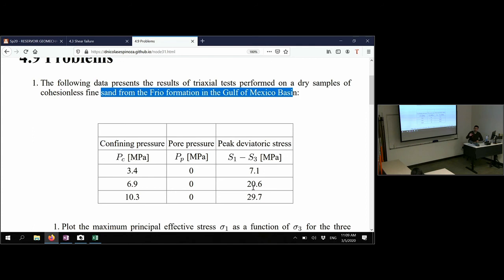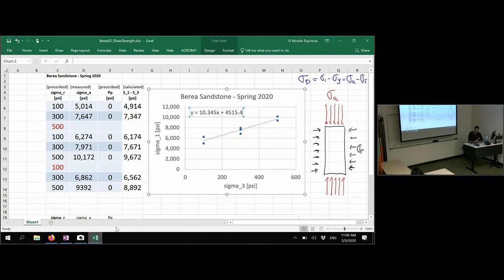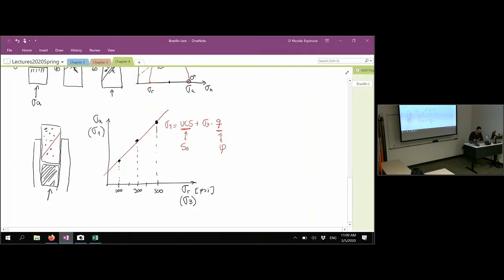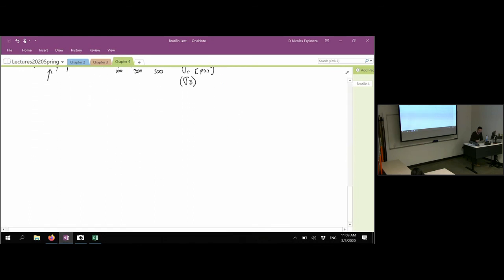So let me tell you what's the difference now with what you did in the laboratory. All right, so let's come back very quickly to the laboratory. In the laboratory, we measured sigma A or sigma 1, and that was because we measured it outside the triaxial cell. So let me do a schematic very quickly.